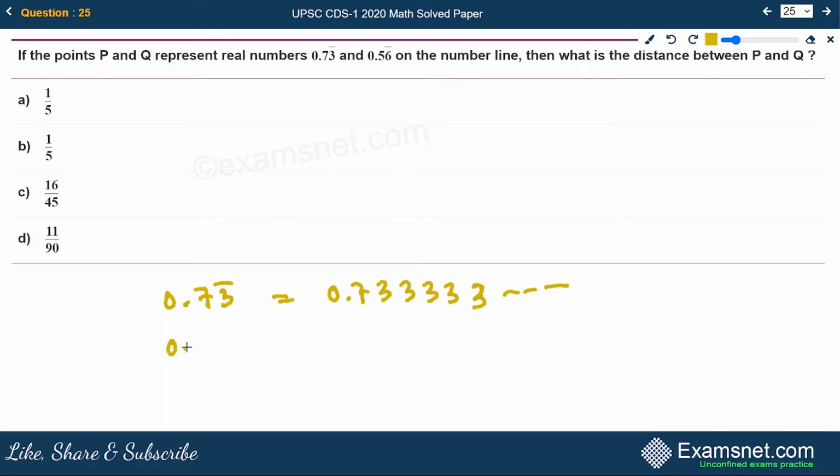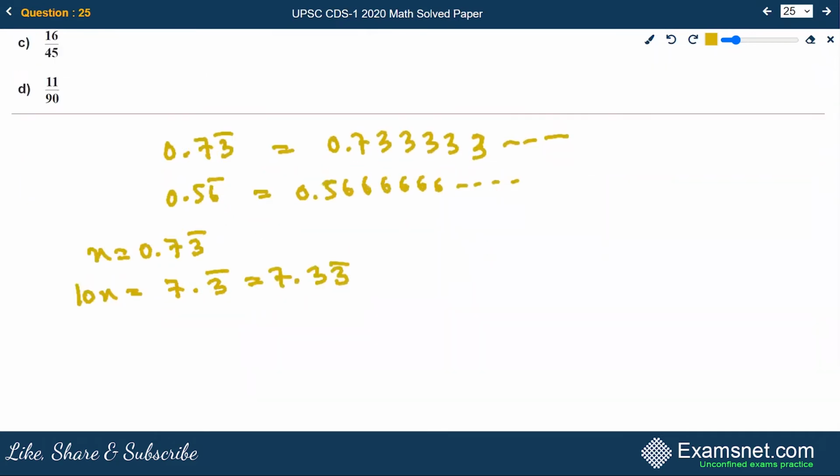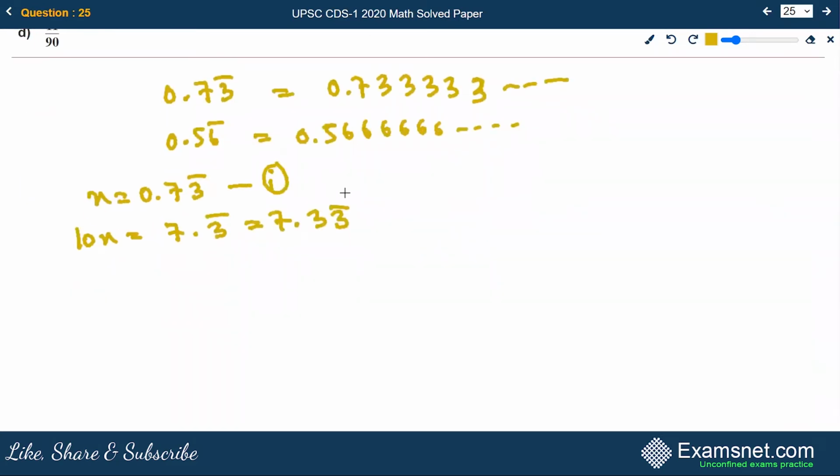Also 0.56 bar can be written as 0.56666666, it will be infinite times. There is no end. So let me first simplify these two numbers. We can write x equals 0.73 bar. Let's multiply by 10 on both sides. It will become 7.3 bar, also 7.33 bar. Now let's name it 1 and let's name it 2.